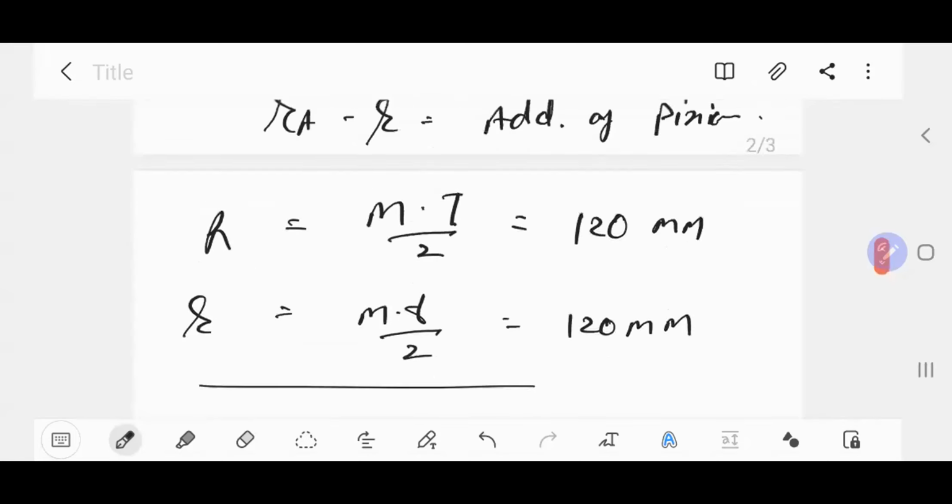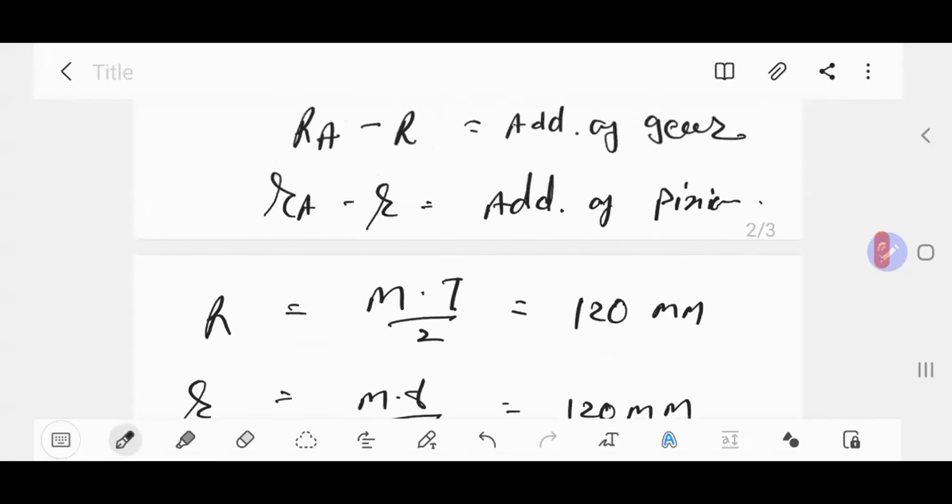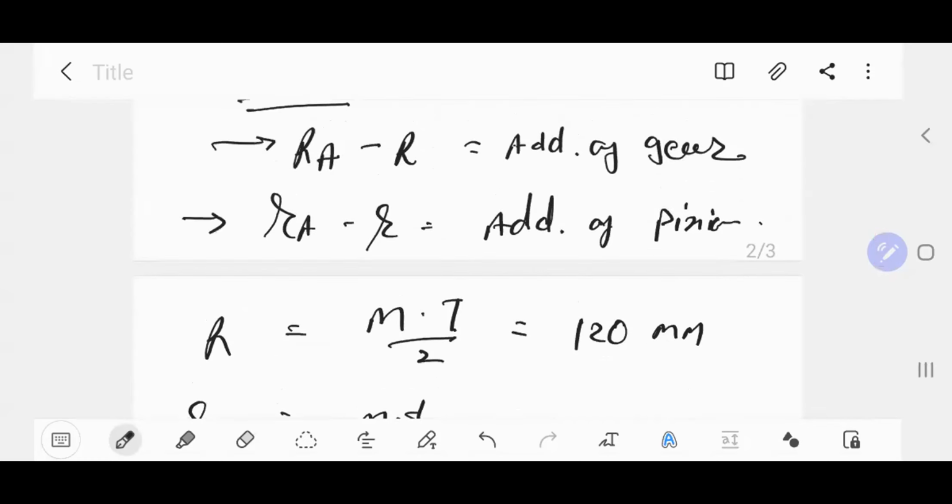Okay, now we have to find the radius of addendum for the gear and the radius of addendum for the pinion. So is there an equation for the radius of addendum? That is actually not possible to derive here, but I can just brief you.